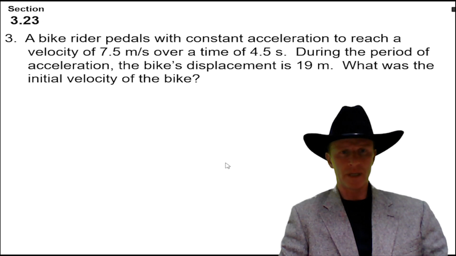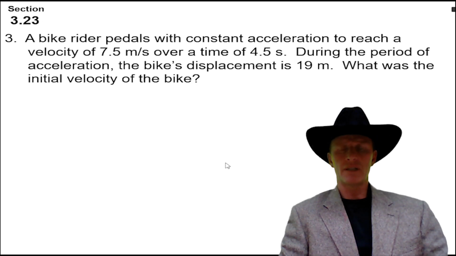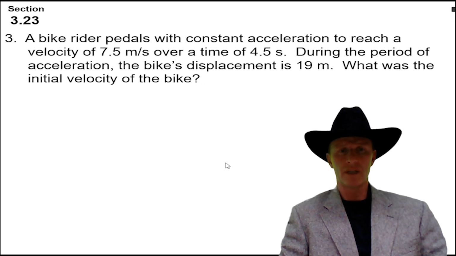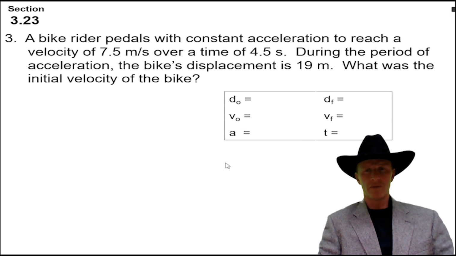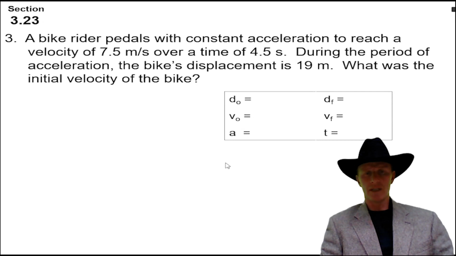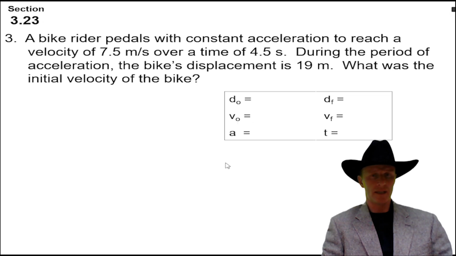This one says this bike rider pedals with a constant acceleration to reach a speed. That means the speed is increasing over a certain time. So that's the big box right at the beginning. During the period of acceleration, the bike's displacement is 19. What was the initial velocity of the bike? There's no constant speed in this one, so this is just a big problem. There's no traveling at the same speed talk in this problem.